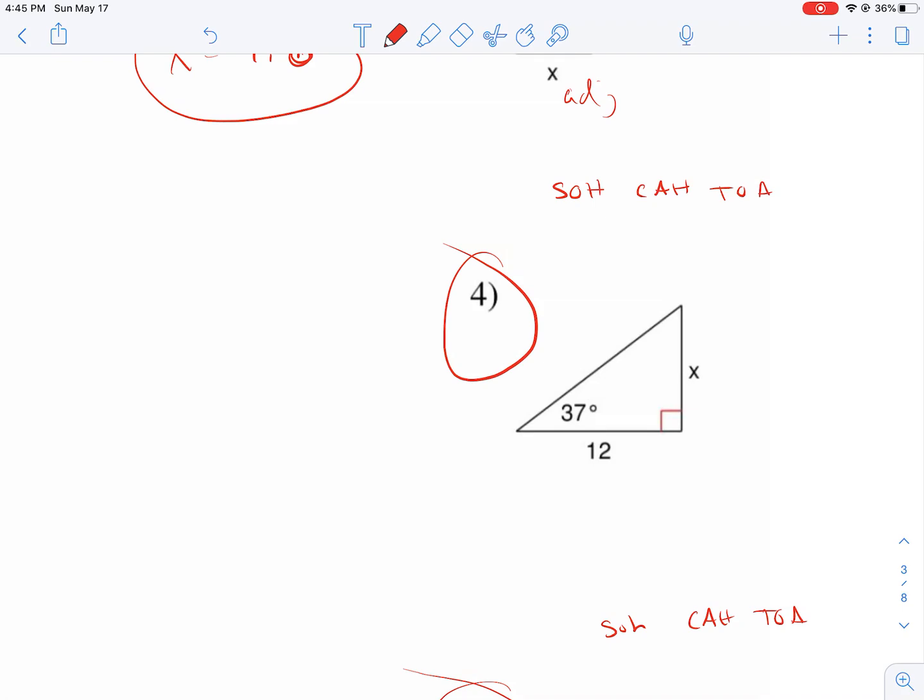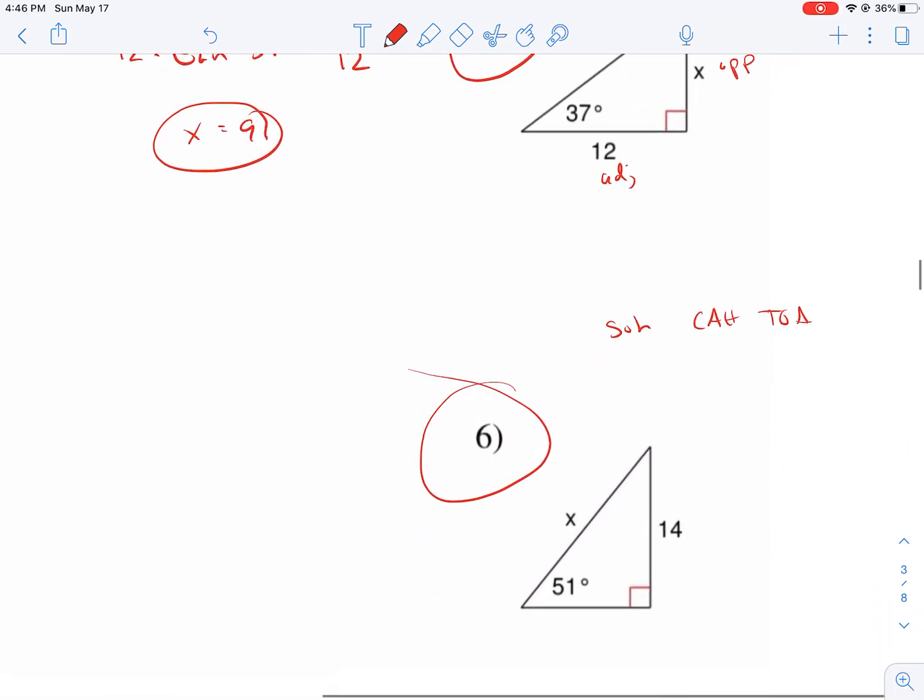All right, so this one, they give us our adjacent side, and we need to find our opposite side. So which one involves opposite and adjacent? Well, that's tan. So the tan of 37 degrees is equal to x divided by 12. All right, and so we're going to multiply by 12. So you get x is equal to the tan of 37 times 12, and you get 9. It says round to the nearest tenth, so it's just going to be 9, because you're going to get 9.04, which the 4 doesn't round anything up, so your answer is just 9.